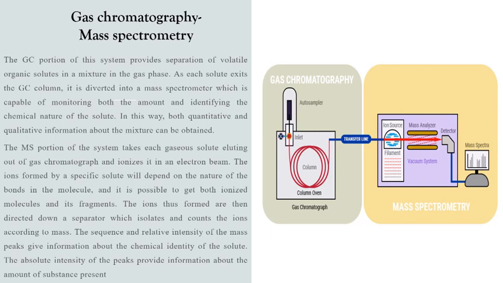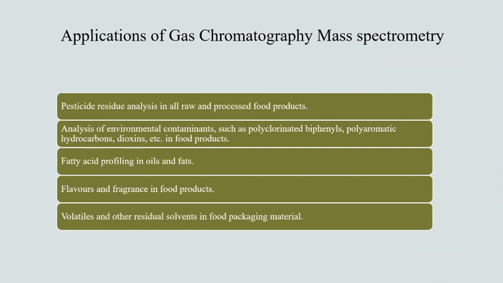These are some of the applications of it. First, to analyze the pesticide residue in all processed and food products, to analyze the environmental contaminants in food products such as polychlorinated biphenyls, polyaromatic hydrocarbons, dioxins, etc., fatty acid profiling in oils and fats, to identify the flavors and fragrance in food products, and to detect the volatiles and other residual solvents in food packaging material.